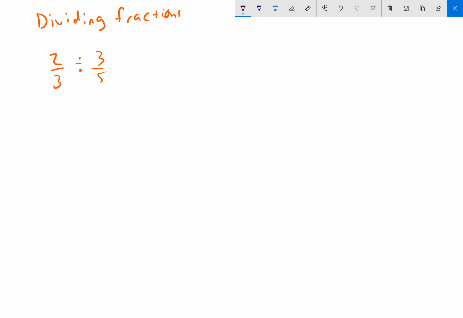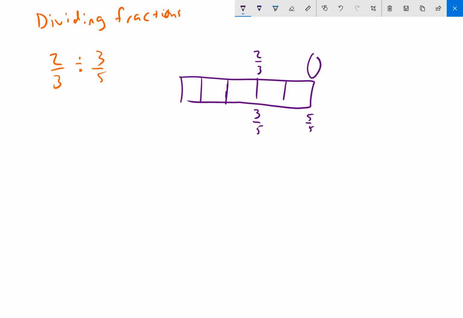I'm going to use 2/3 divided by 3/5. So all I'm going to do is I'm going to say 1, 2, 3, 4, 5. All right, so here's 1/5, 2/5, 3/5. And I'm dividing 2/3 into 3/5, or 3/5 into 2/3. So what I'm going to do is I want to really find out what is this value when I'm dividing it by 1.